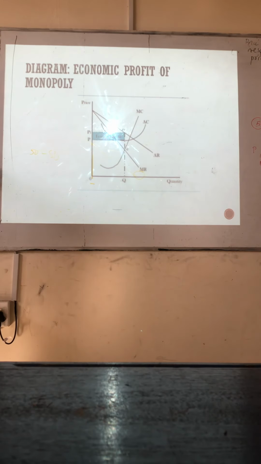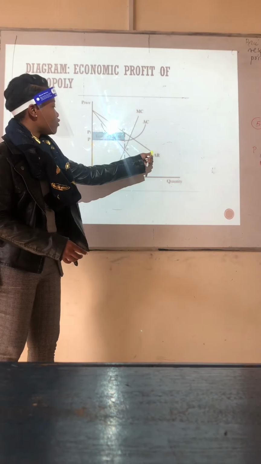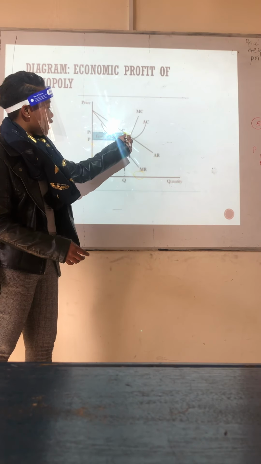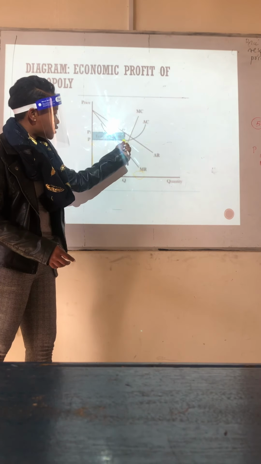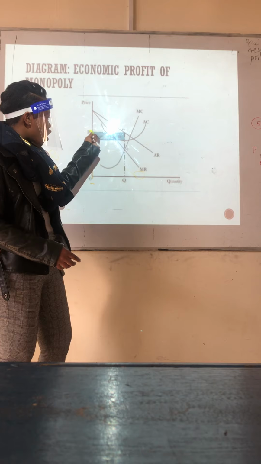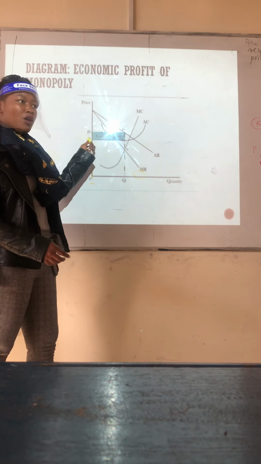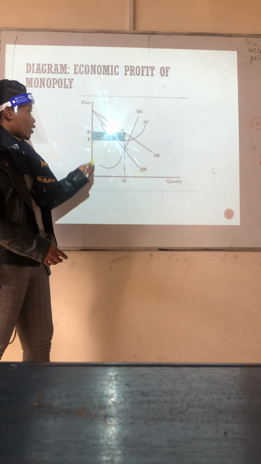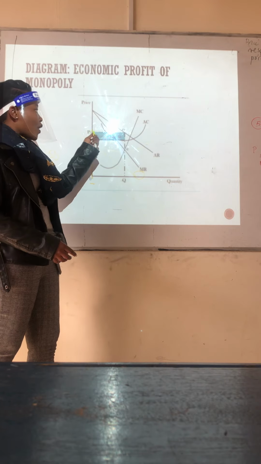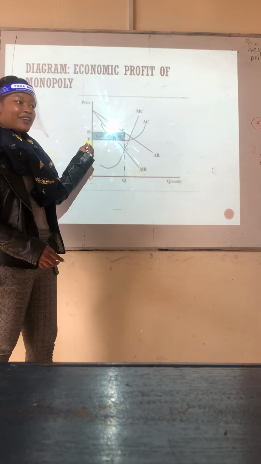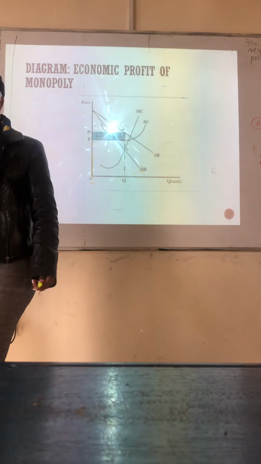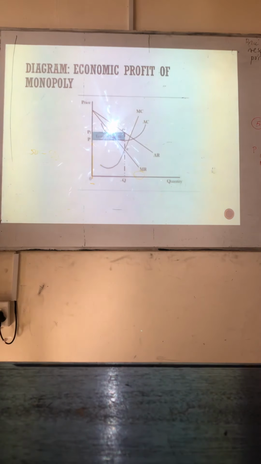When average revenue is more than average cost, that business is making an economic profit. Average revenue, it touches there. And then average cost, it touches there. So looking at the cost there, which one is more? Which price is more? The average revenue. When average revenue is more than average cost, then the business is making an economic profit.